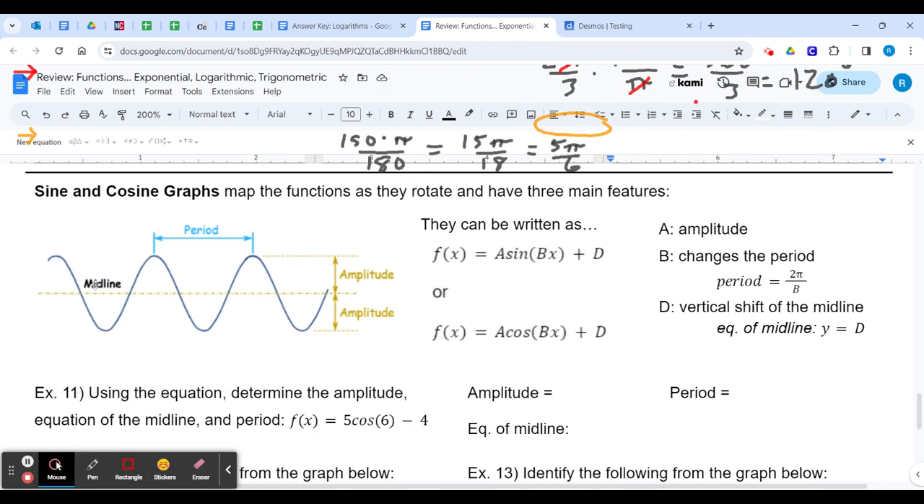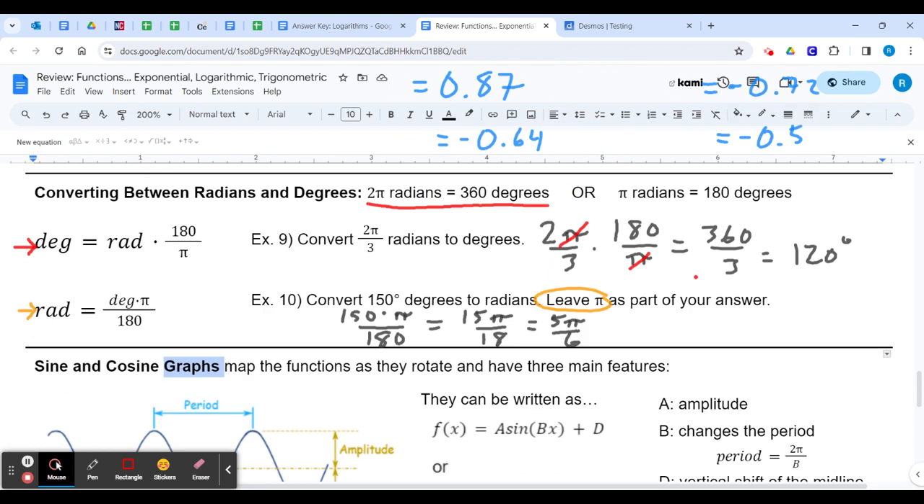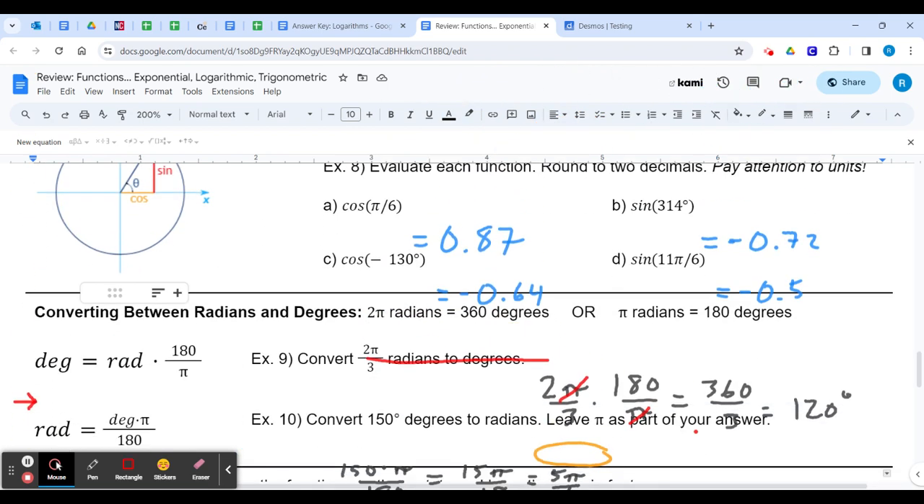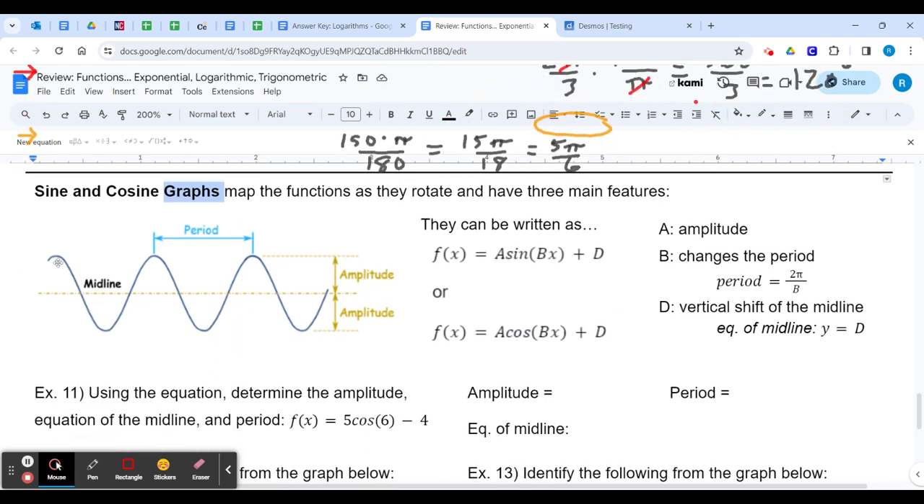All right, last thing to deal with our sine and cosine is the graphs that they have. As we rotate around that circle, as we trace around that circle over time, we create this waveform from our sine and cosine value, where we basically repeat over and over and over again with a steady height. They have 3 main features.